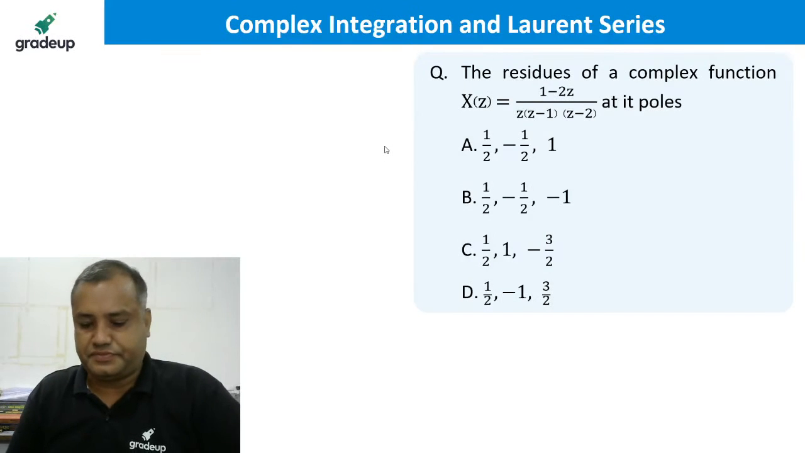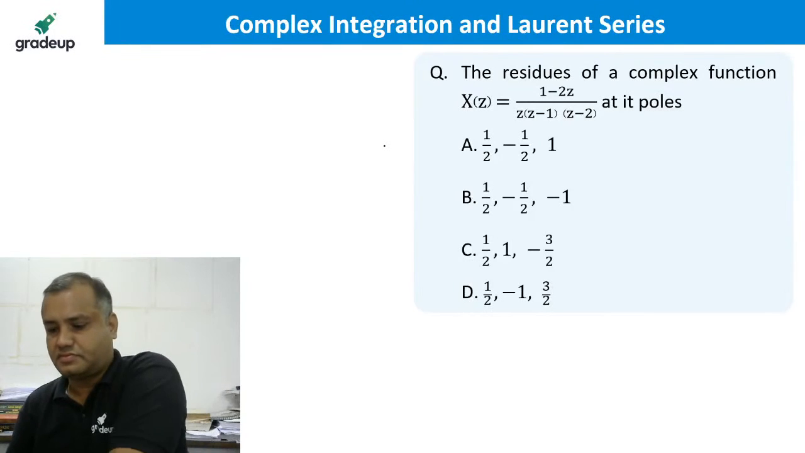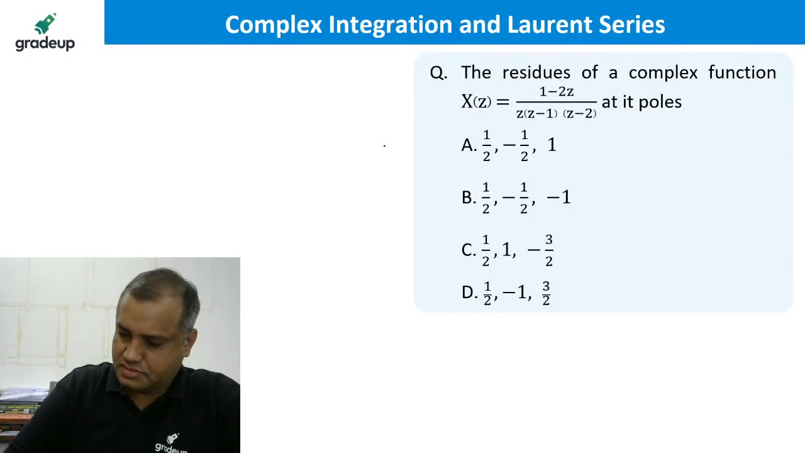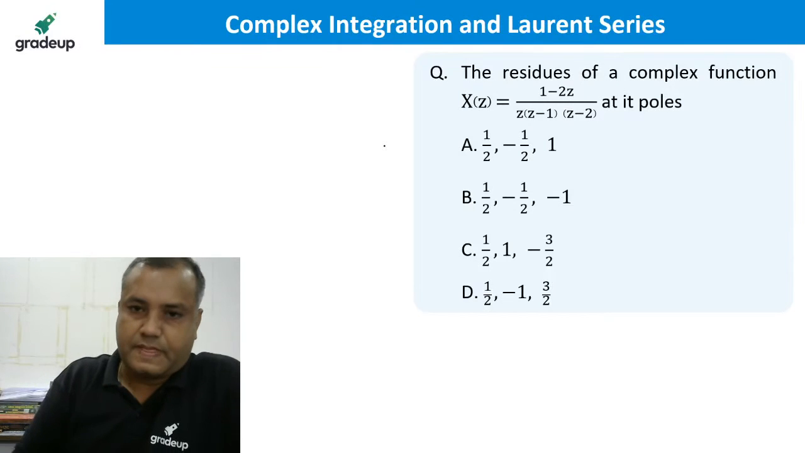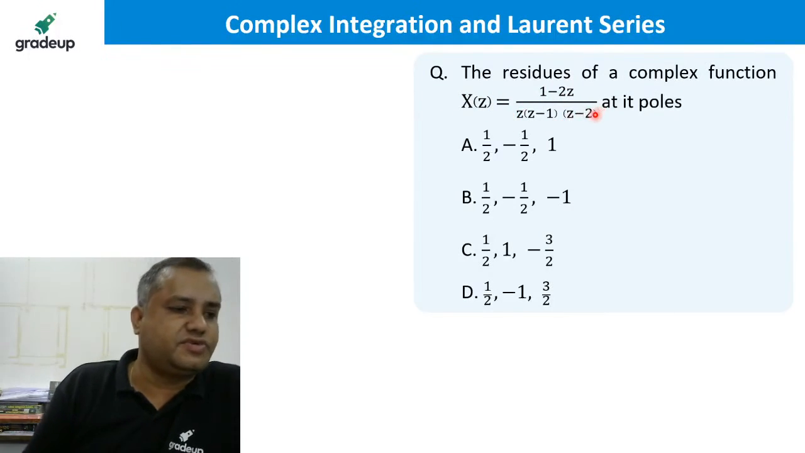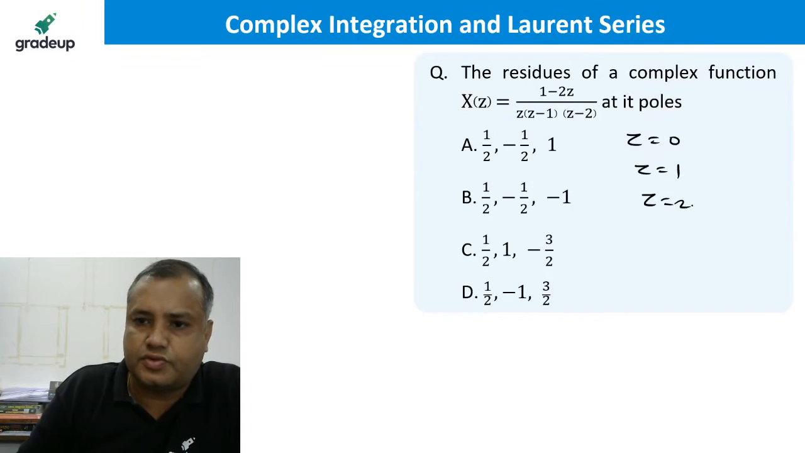Now see here. How many poles can you see here? The residue of the complex function f of z equal to 1 minus 2z upon z into z minus 1 into z minus 2 at its poles. So poles are z equal to 0, z equal to 1 and z equal to 2.